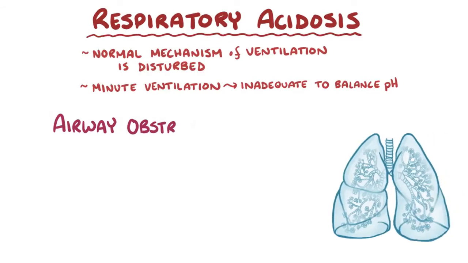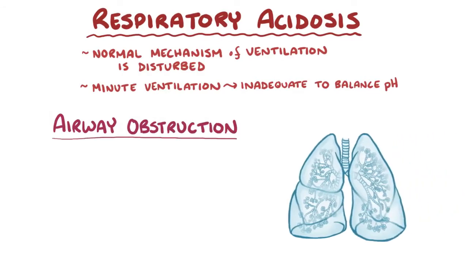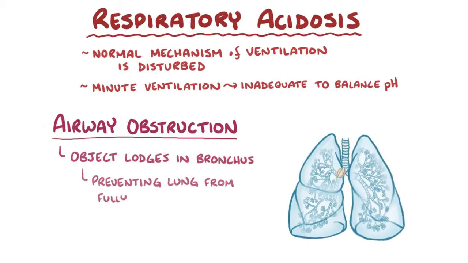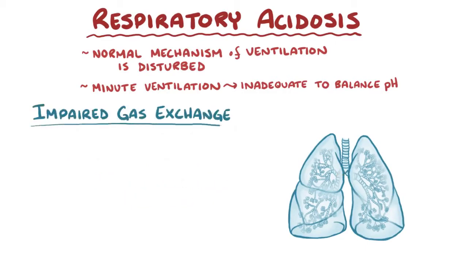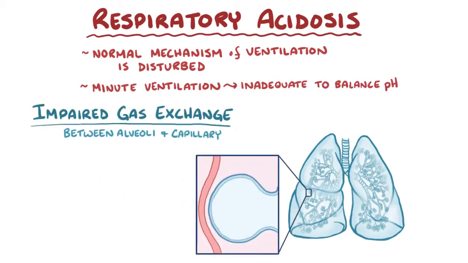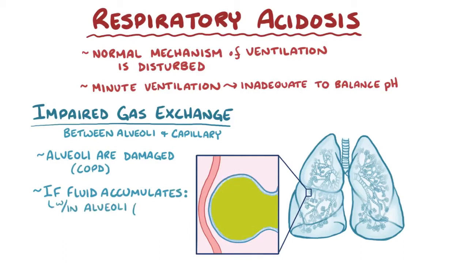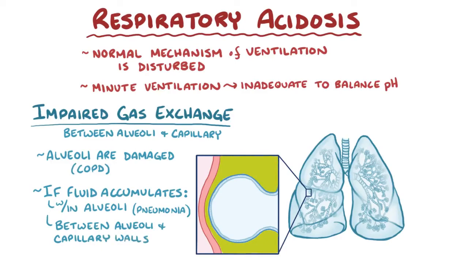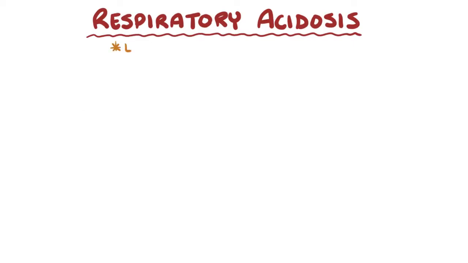Another reason is airway obstruction, which might happen if a child swallows an object like a peanut and it lodges in the right mainstem bronchus, preventing the lung from fully ventilating. Finally, there might be impaired gas exchange between the alveoli and the capillaries. That might happen if alveoli are damaged from chronic obstructive pulmonary disease, or if fluid accumulates within the alveoli like in pneumonia, or if fluid collects between the alveoli and the capillary walls, like in pulmonary edema. In all these situations, the result is that the lungs can't efficiently get rid of carbon dioxide.